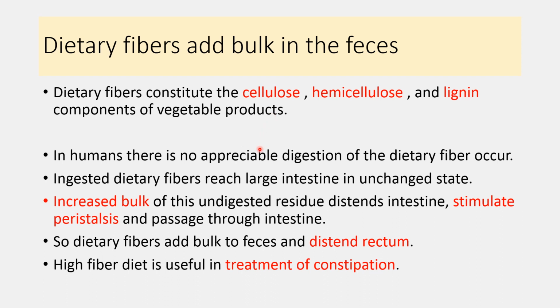Now in humans, there is no appreciable digestion of dietary fibers. So ingested dietary fiber reaches the large intestine in an unchanged state. The increased bulk of this undigested residue distends the intestine and stimulates peristalsis and the passage through the intestine. So dietary fibers add bulk to the feces and distend the rectum. A high fiber diet is useful in the treatment of constipation because it distends the intestine and stimulates peristalsis and mass movements.